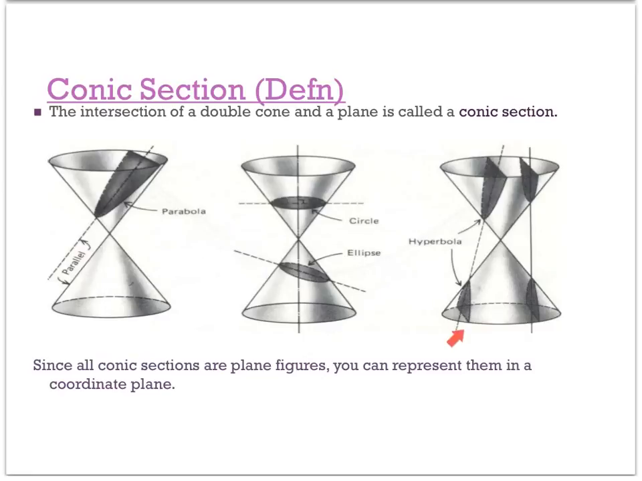We can also draw an angled line. As long as it crosses the cone in two spots, we'll still get a hyperbola, but notice one's going to be larger than the other. Whereas in this one, where it's a straight line up and down, the hyperbolas will be equal to each other and symmetrical.